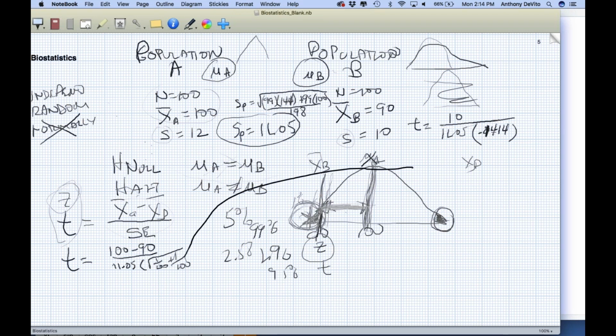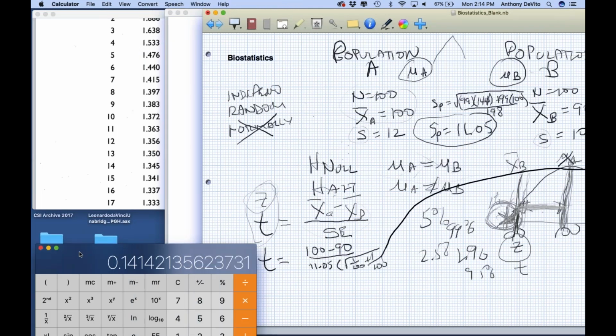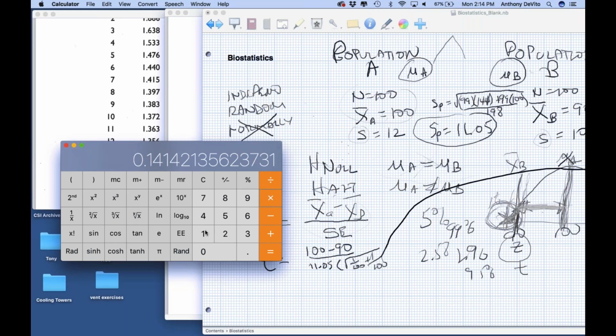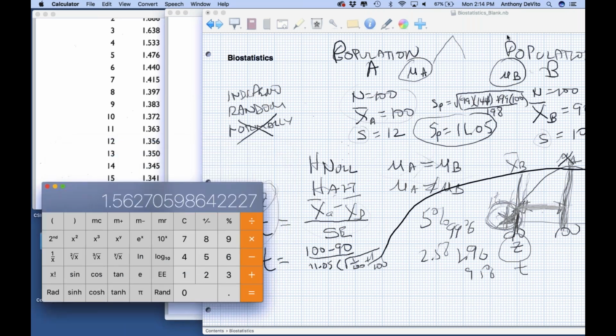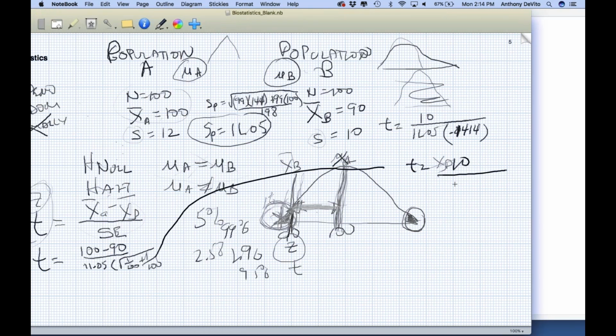0.1414 is the square root of that sum. Okay, so I'm going to multiply this out. So T is equal to 10 divided by 0.1414 times 11.05 times 11.05. That's equal to 1.56. So 1.56 is our standard error, and we're dividing that into 10.